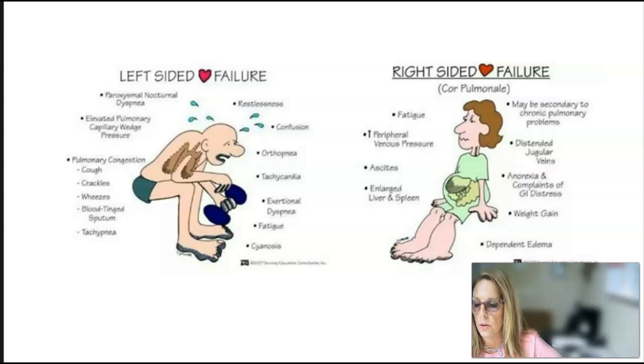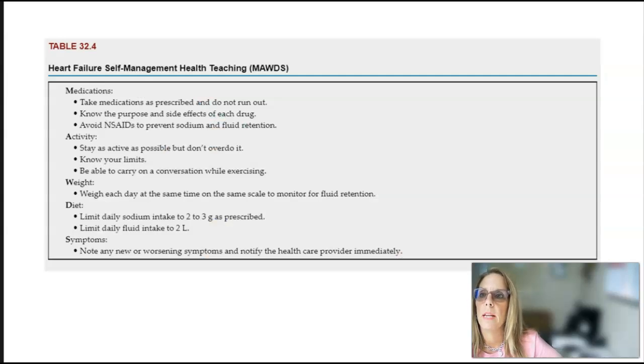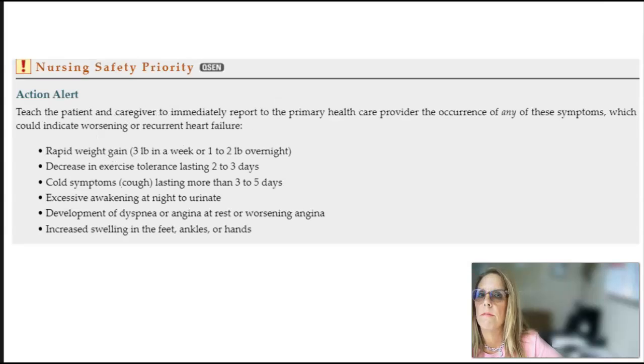And then each of those priority interventions are going to be things that you will be teaching your patients. And so on your education or discharge, these are things you can remember, MODS: meds, activity, weight, diet, and symptoms are going to be things that are important. And so trying to prevent complications is going to be vital.